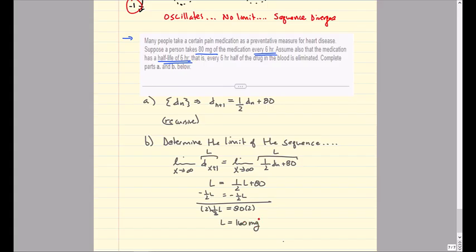So 160 milligrams is, if I take my medication as prescribed, the level that will be built up in my blood to help me maintain my preventative heart disease. So that's 160 milligrams. Now if you were to graph this, it would look like it's leveling out at about 160. Okay, so that's a nice little application of those.